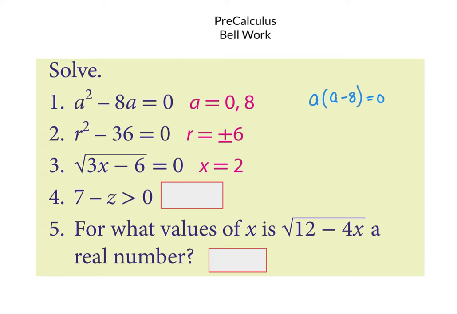For this one, it was a little bit of a trick. You did have to solve for z, but it is a greater than sign, and there's a negative in front of the z. You should have divided the 7 by negative 1. That would have flipped your sign, so your answer here would actually be z is less than 7 because of that sign flip.